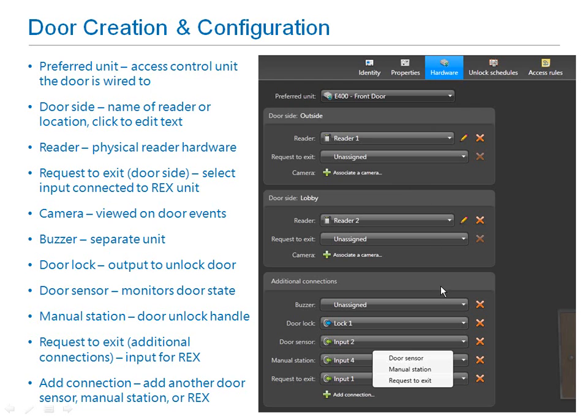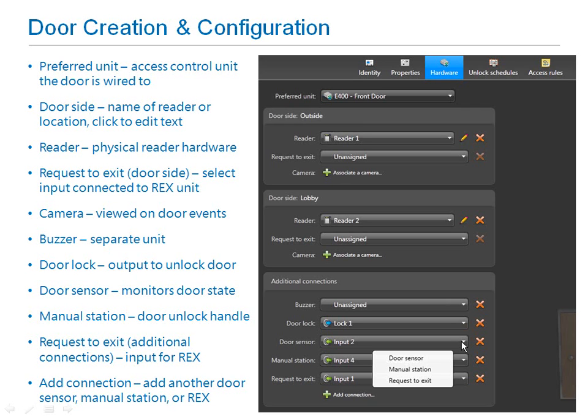Now let's take a look down here at the additional connections section, starting with the buzzer. The buzzer is not the beeper on the unit, but it's a separate device that is wired to an output relay. You can use actions based on events to trigger the buzzer or to shut it off. The door lock here is the relay used to trigger the electronic lock on the door, which can be an electric strike, a magnetic strike, or other device.